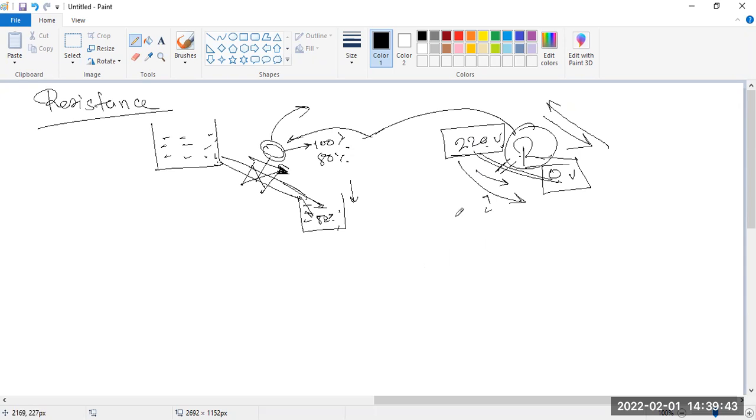But if I change this resistance, say this is A and this is B, nothing happens, because this is a bidirectional device. So this is the difference between a valve and a resistance. And what is the similarity? A valve restricts the flow of liquid and a resistance restricts the flow of current. Okay, so this is the resistance, just keep in mind.